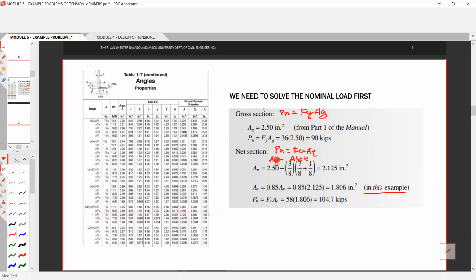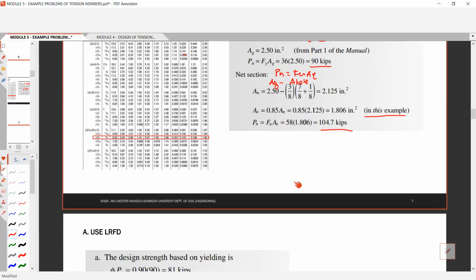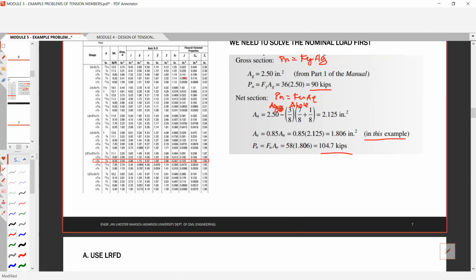Okay, so based on the nominal strength based on fracture, this is FuAe. Therefore, we can solve for the net fracture nominal strength. We have 58 ksi, which is Fu of your A36 steel, and your Ae, this is 1.806. We have 104.7. So comparing 90 kips to 104.7, therefore, we will be using 90 kips. 90 kips is just the nominal strength.